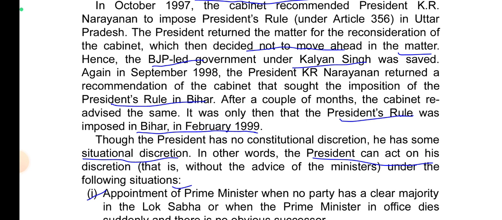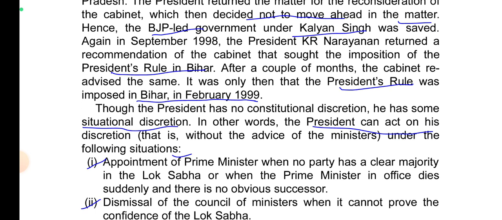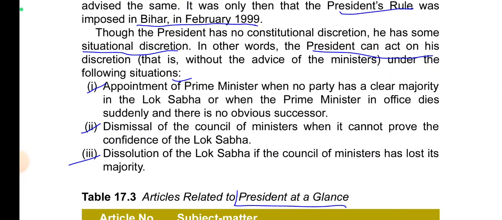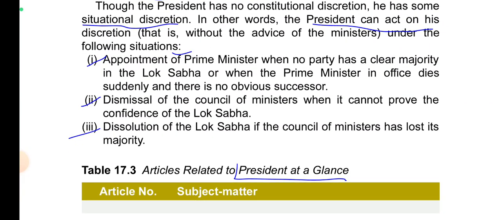Again, in September 1998, President K.R. Narayanan returned a recommendation of the Cabinet that sought the imposition of the President's rule in Bihar. After a couple of months, the Cabinet re-advised the same. It was only then that the President's rule was imposed in Bihar in February 1999. Though the President has no constitutional discretion, he has some situational discretion.